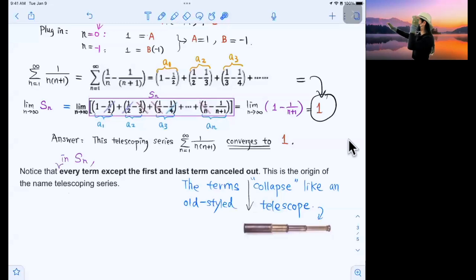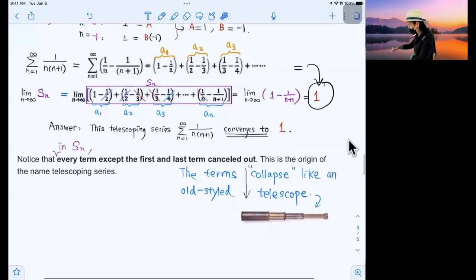So the telescope like this, you can see far away, and then you can collapse it and make it shorter, right? So when you collapse like this, only the first and the last one here you will see, right? So kind of like this one here. When you take the n-th partial sum, the middle part here is going to collapse like this old style telescope. Only the first part here and the last part here is left. So that's why it's called a telescoping series. You see the name? Okay. So that's the one.